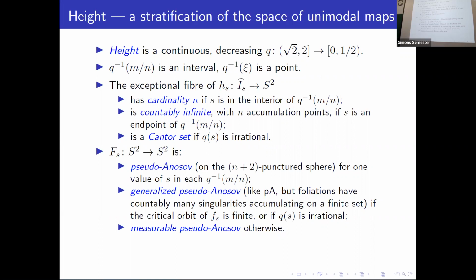And what about the dynamics of these sphere homeomorphisms? Well, there are three cases, and measurable pseudo-Anosov is the most general of these. The headline is that all of these sphere homeomorphisms are measurable pseudo-Anosov maps. In fact, in each interval of rational height, so height 1/3 or 2/7, like the pictures that I showed you before, there's a unique value of the parameter for which this sphere homeomorphism is actually a genuine pseudo-Anosov homeomorphism.